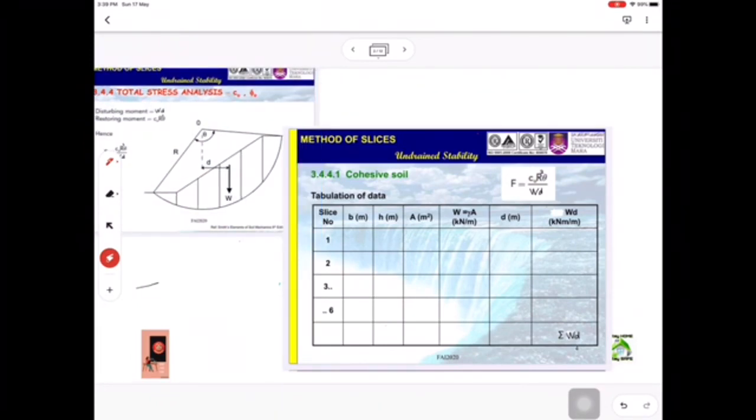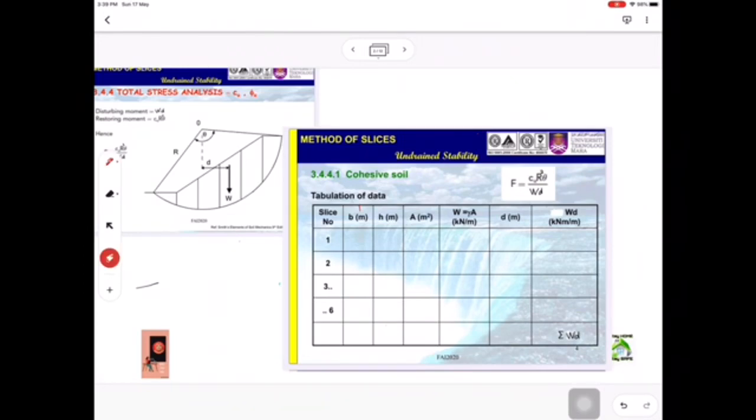Okay, 1 2 3 4 5 6. So you have to tabulate into 1 2 3 4 5 6. Okay, 36. It depends on how many slices that you have. Okay, so column 1, let's assume that this is column 1, is B.